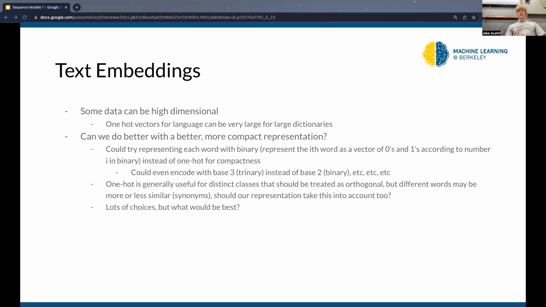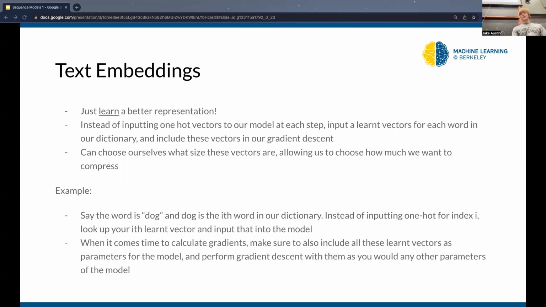So there are a lot of different choices you can try. You could try encoding the word from one hot to binary, or trinary, or something else that's really wild. But how do you know which choice is best? Rather than trying to choose which thing is best, let's just learn a better representation. This is deep learning, so let's just throw deep learning at it.